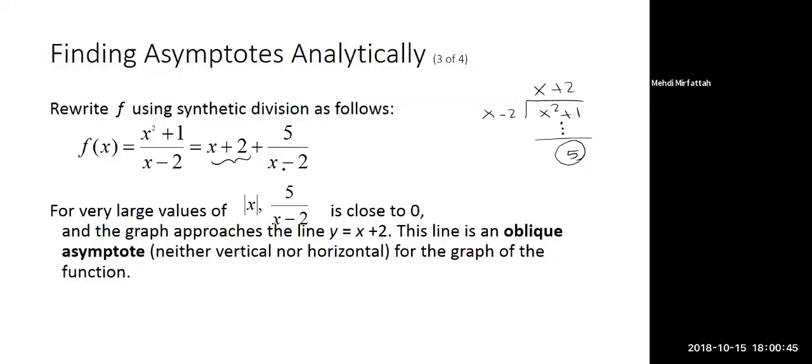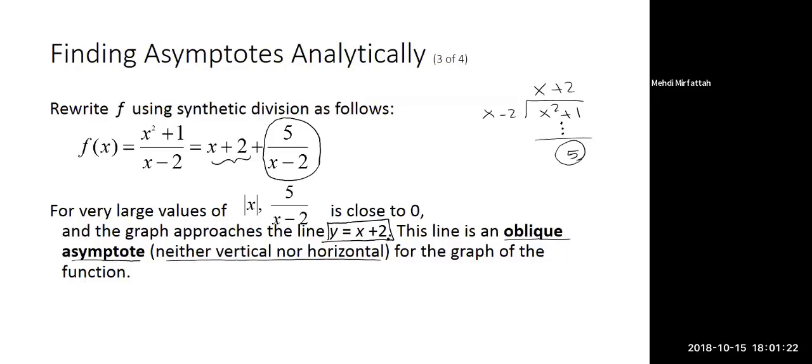Now, as x approaches infinity, this portion here, remainder over divisor, would be a very, very small number, almost nothing. So you would end up having y equal to x plus 2. So the line y equal to x plus 2 is an asymptote, which we call an oblique asymptote. It means it's neither vertical nor horizontal. It's like a slanted line.